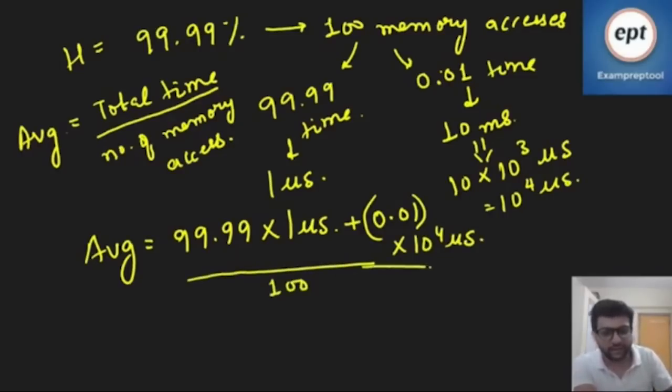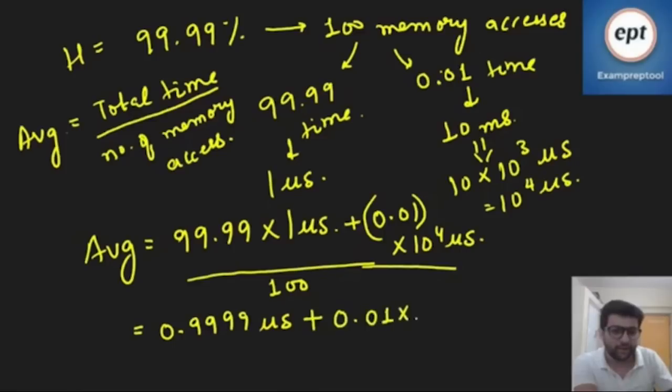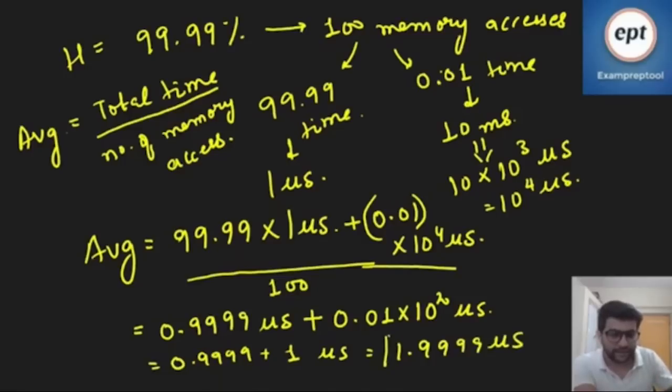It was 100, right? If we solve it further, it will be 0.9999 because I am just dividing this by 100, 99.99 microsecond, plus 0.01 into 10 square, as I am dividing 10 power 4 by 100, microsecond, which is equal to 0.9999 plus 1 microsecond, which is 1.9999 microsecond. And this is our final answer.